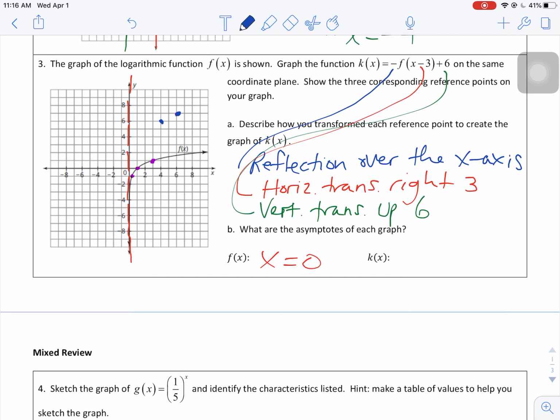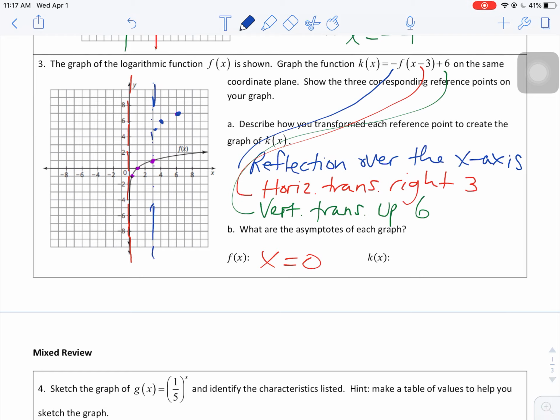So the right 3 is where it's a little tricky. And then the up 6 should get us right about here. And then I should put in my vertical asymptote for sure. So my vertical asymptote was normally at x equals 0, but now I'm moving to the right 3, so it should be at x equals 3. So I'll put that into my picture.